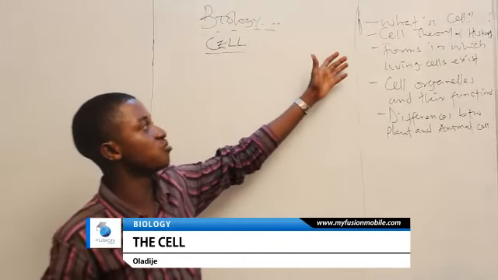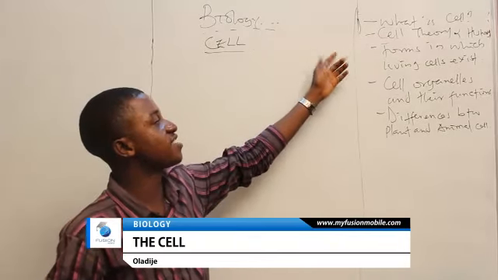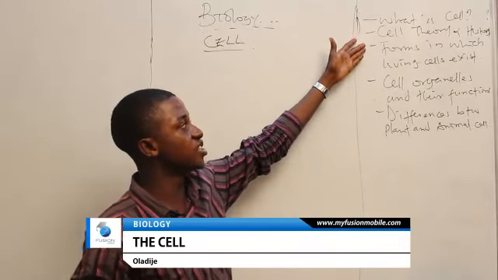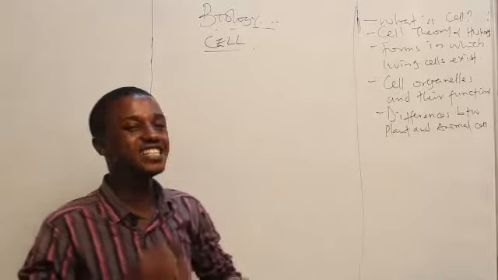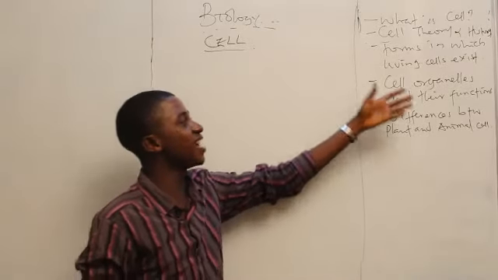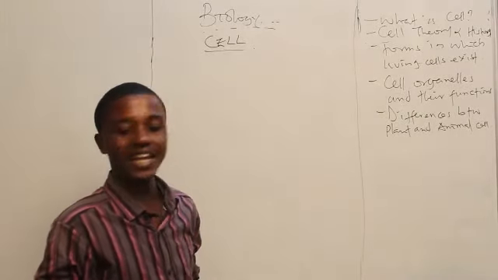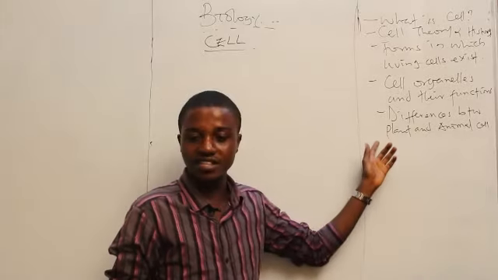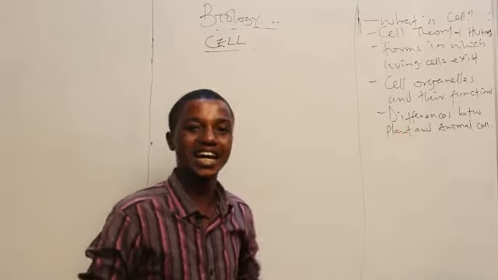These are the outlines. We'll be looking at what is cell, cell history and its theory. We'll be looking at the forms in which living cells exist. We'll be looking at cell organelles and their functions. And lastly, we're going to be looking at the differences between plant and animal cell.